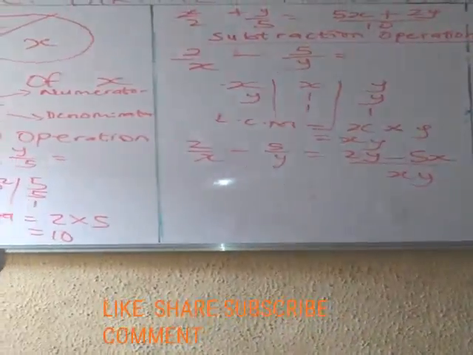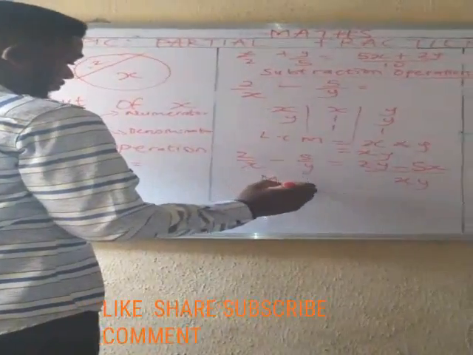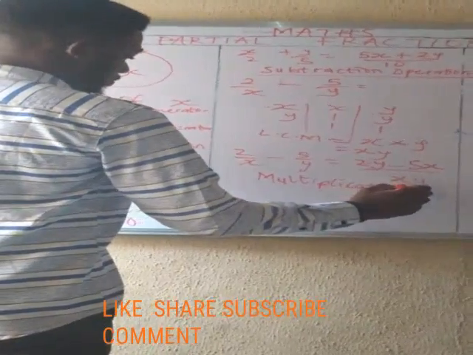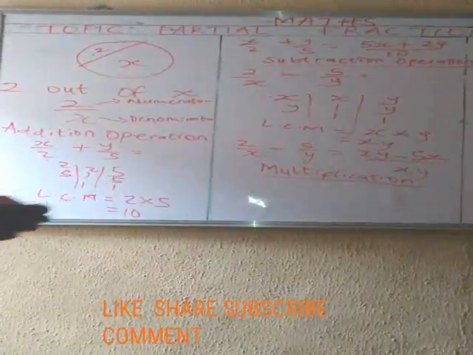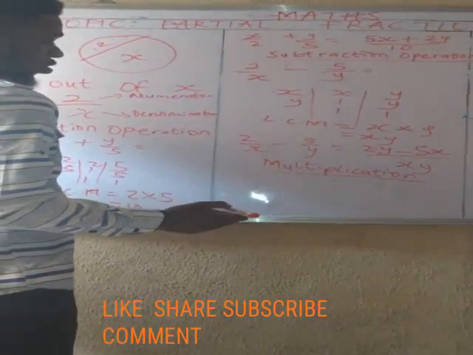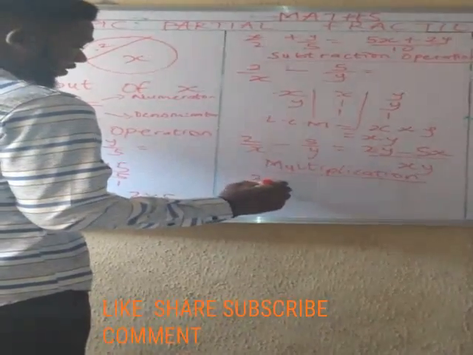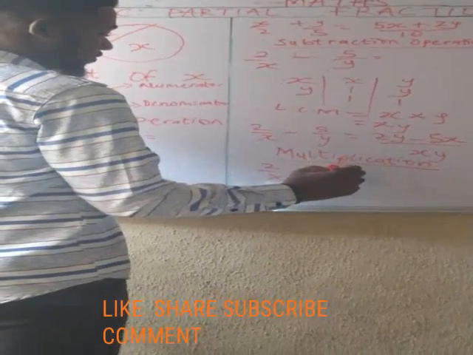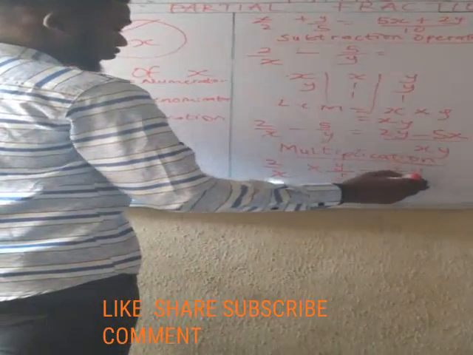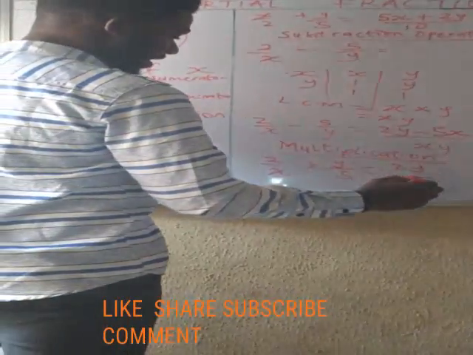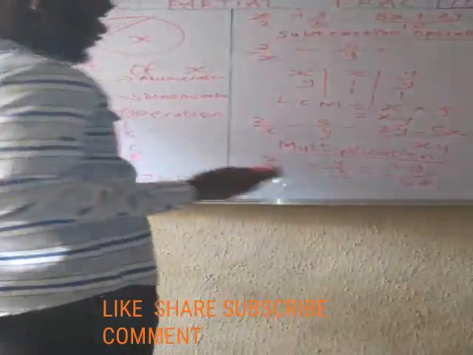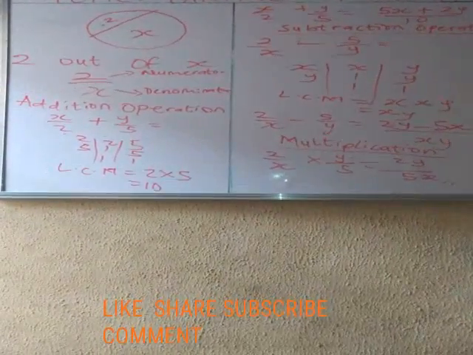Then we're going to go to the division and multiplication operations. Before we go to division, let's start from the multiplication this time. What happens in the multiplication is actually quite simple compared to the addition and subtraction, because this doesn't involve any lowest common multiple. All you have to do, if you have 2 over x times maybe y over 5, is 2 times y, which gives you 2y over x times 5, which gives us 5x. We can't write x5, we always write the coefficient before the variable. So we have 2y over 5x.